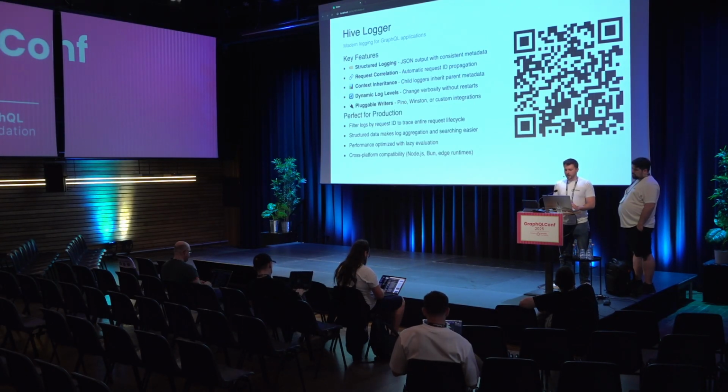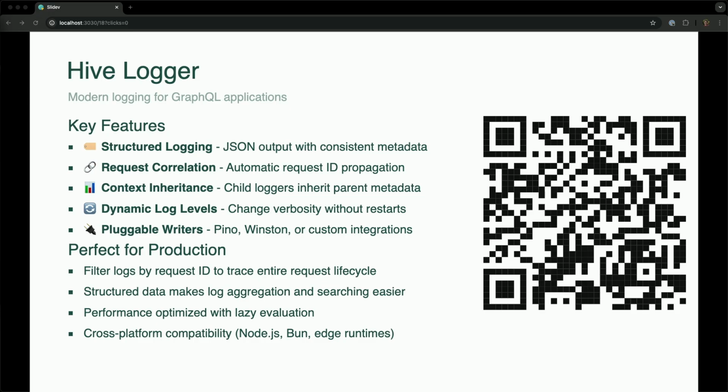Before we talk about logging, let me introduce Hive Logger. It's our modern logging solution designed to run anywhere JavaScript does. No more lock-in to Node or any other JavaScript platform. Built for performance with lazy evaluation of log messages. The key improvement this logger brings to Hive Gateway version 2 is that every log entry automatically gets tagged with context, like the request ID. This means that you can filter your logs by that specific request ID and see the entire journey.